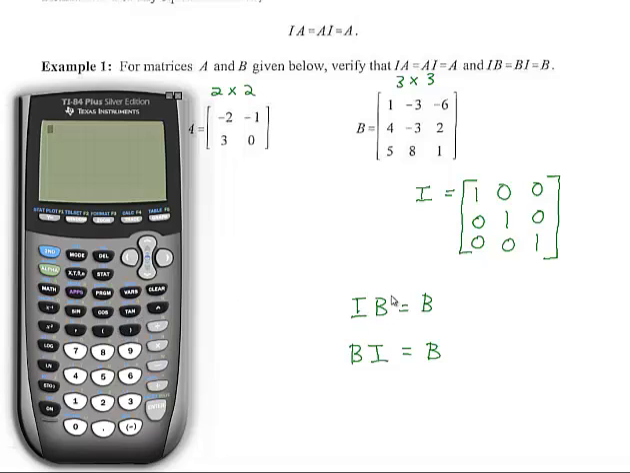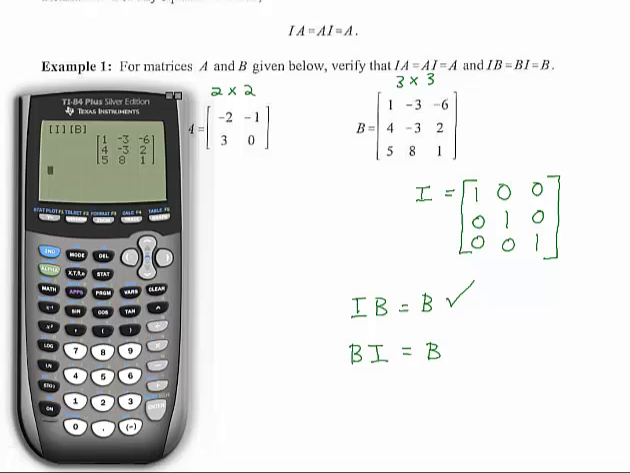And now we want to verify I times B equals B. So if we go to second matrix, we select I first, hit enter under the names menu, and it's going to take I back to the home screen. And now we want to put matrix B beside it to the right, and so we have I times B. That equals this matrix, which is identical to B. 1, negative 3, negative 6, 4, negative 3, 2, 5, 8, 1. And so we've just verified that I times B does in fact equal B.